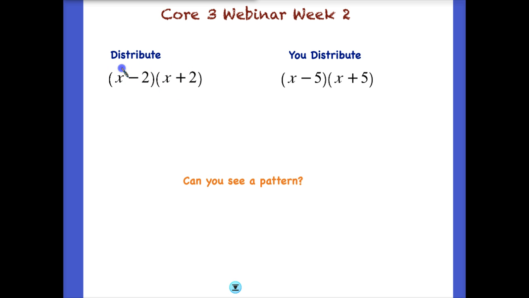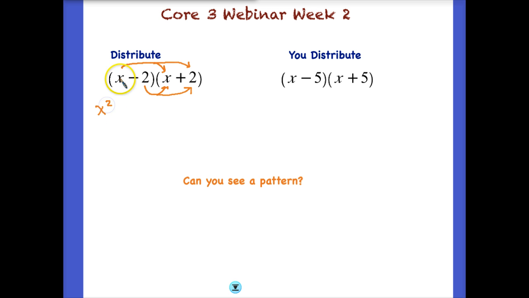And remember that when we distribute, we just take the first term and multiply it by each of the terms in the second binomial. And then we take the second term and we multiply it by each of the terms in the second binomial. So that's how we distribute. So let's do that. So we'll do x times x and we get x squared.